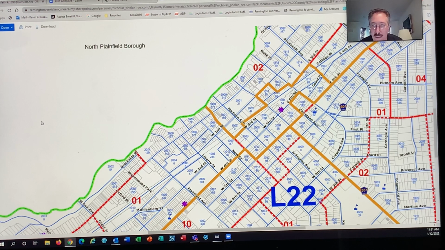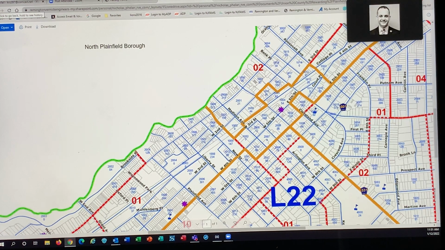I do. Listening to all that, I'd like to make a motion that we accept the map and scenario 2. I second that motion.